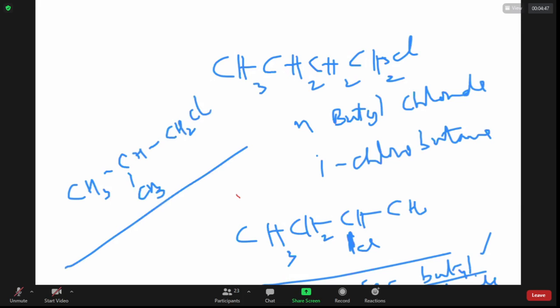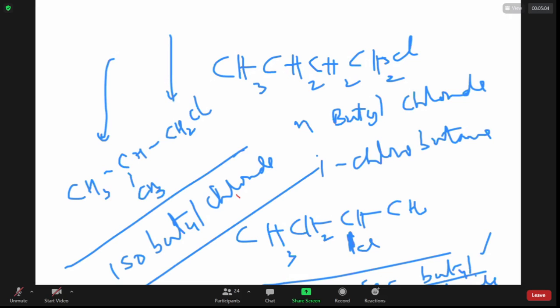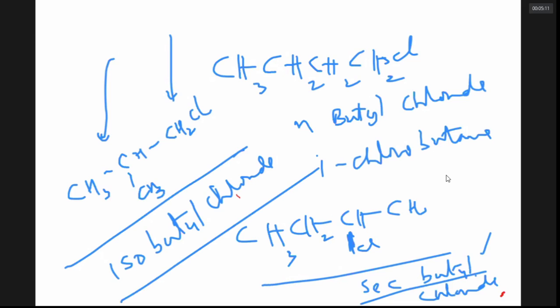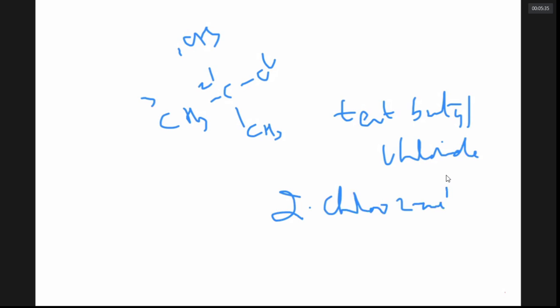What is the common name of this compound? Isobutyl chloride. This isobutyl chloride has the IUPAC name 2-methyl-1-chloropropane. Commonly known as isobutyl chloride. And now if you write like this, it is called tertiary butyl chloride, whereas IUPAC calls it 2-chloro-2-methylpropane.